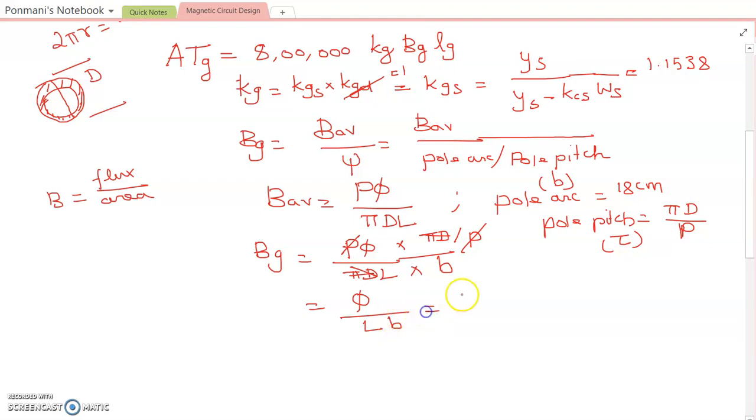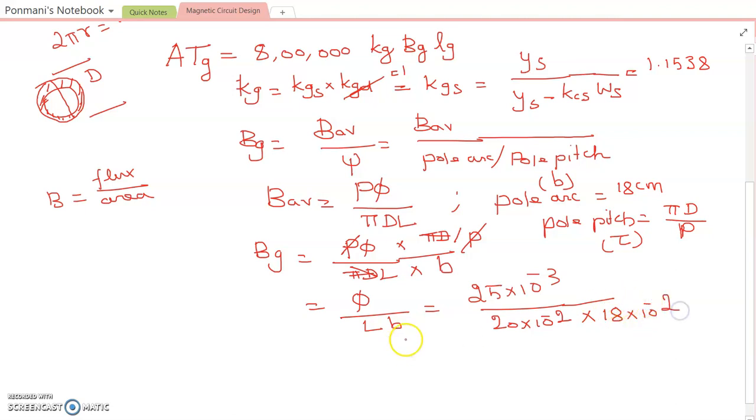Flux per pole is given in the problem itself, so the value is 25 milliwebers, that is 25 into 10 to the power minus 3. The length of the machine is given as 20 centimeters, 20 into 10 to the power minus 2. The pole arc is given as 18 centimeters, so it is 18 into 10 to the power minus 2. On substituting everything, we get the value 0.694 webers per meter square.